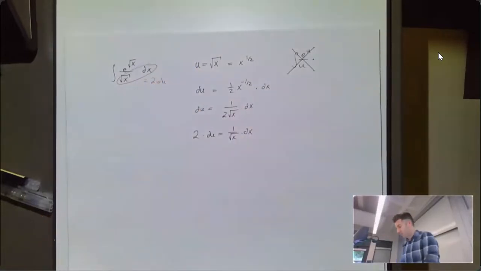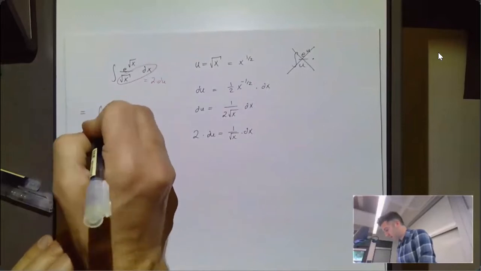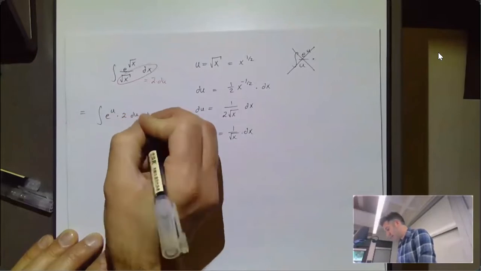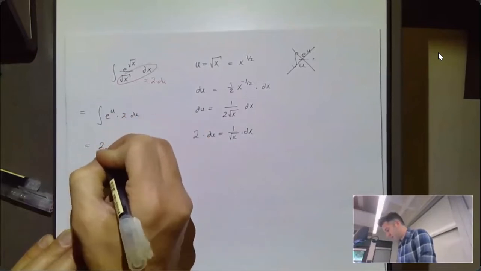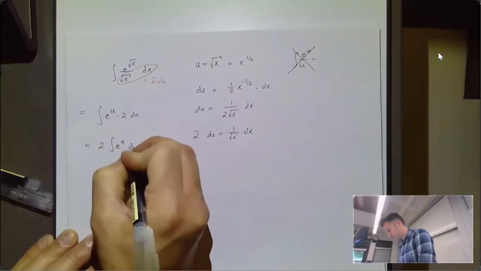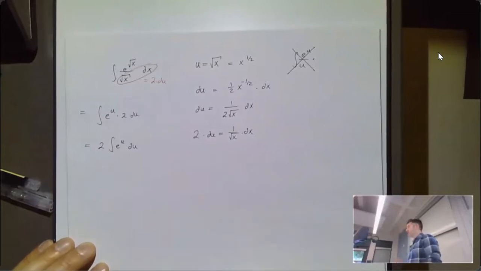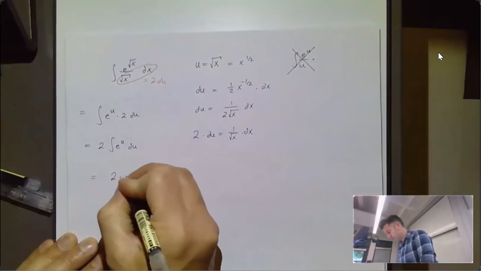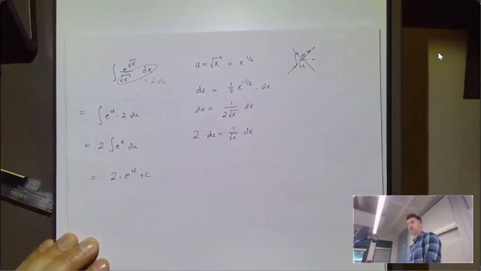So then we can rewrite the integral as the integral of e to the u times 2 times du. And I should have just brought the 2 out in front. And then e to the u is the best. Its antiderivative is just itself. So I'm going to get 2 times e to the u plus c.